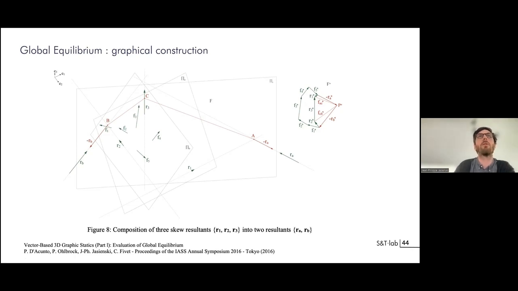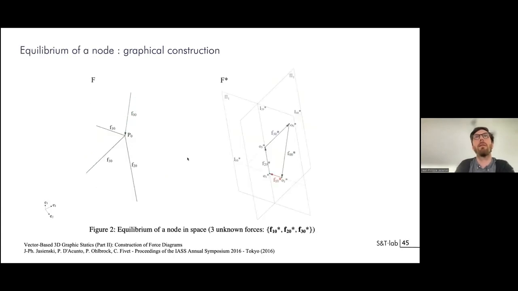The geometrical construction is explained quite in detail in the paper. I will not go too much into detail, but basically you have to build successive planes and find some meeting line between the planes. What I will discuss a little bit in detail, because that's really the base of everything that I will explain afterwards, is how to solve the equilibrium of one node.